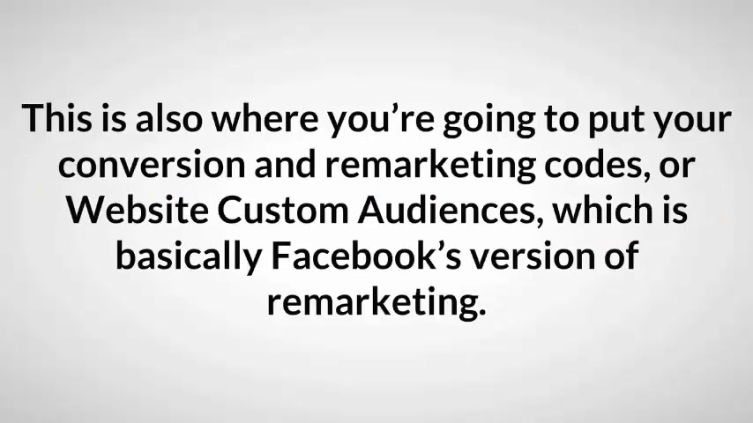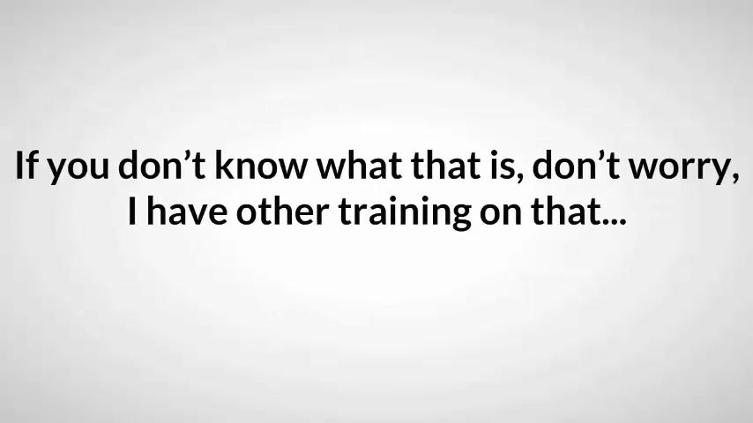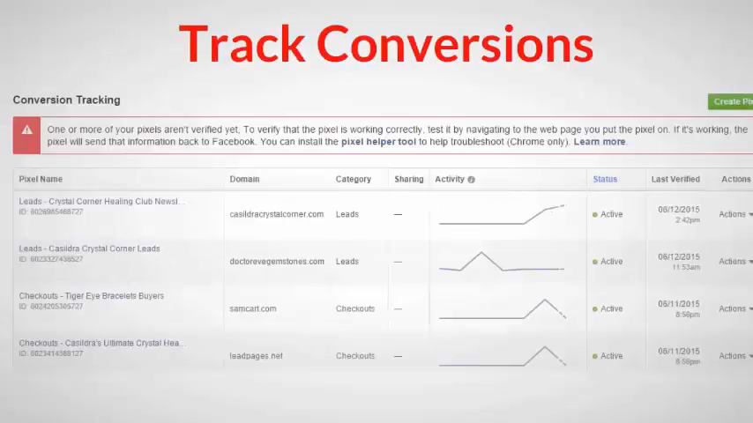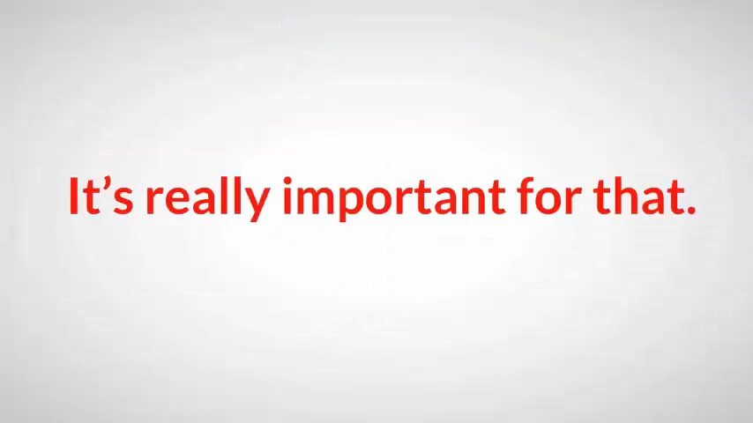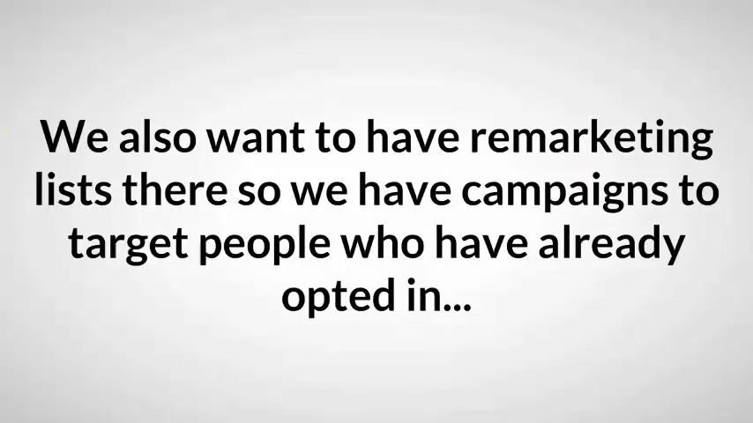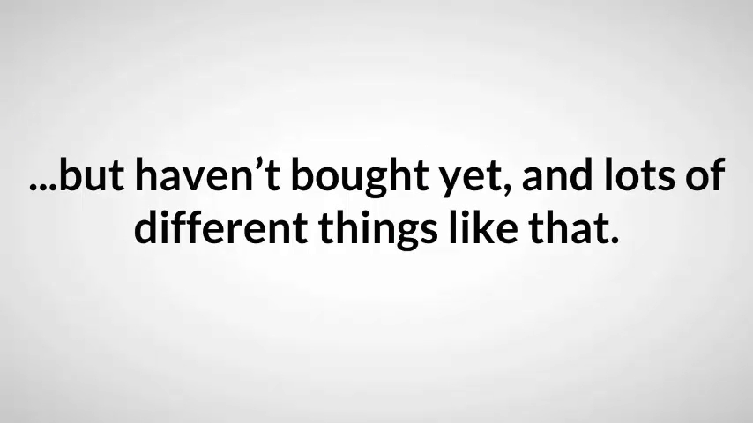This is also where you're going to be putting your conversion or remarketing codes or your website custom audiences, which is basically Facebook's version of remarketing. And if you don't know what it is, don't worry. I have another training on that. But basically, in order to track conversions, you have to have a conversion pixel on your thank you page, not the landing page, because Facebook knows every click that lands on your landing page. But only the ones that count as a conversion are the ones that land on your thank you page. This is why we put conversion pixels on the thank you page, and it's really important for that. We also want to have a remarketing list there so we have campaigns to retarget people who have already opted in but haven't bought yet, and lots of different things like that.